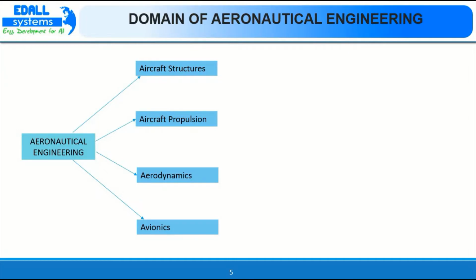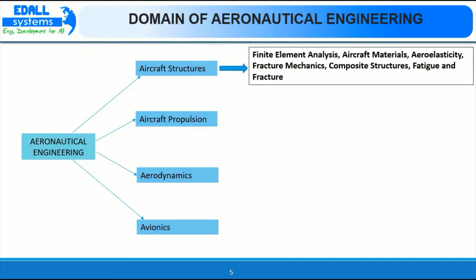Then we have aircraft propulsion. Propulsion means the thrust which is created to move the aircraft forward. This thrust is generated by the engine, so propulsion mainly deals with the engine part. Then we have aerodynamics. Aerodynamics is the study of air moving around a body. So how lift is generated, how an airplane can fly, take off and land and perform various operations in midair. These all come under aerodynamics. And then it is the avionics part. Avionics is mainly the controls which the pilot uses to move the aircraft or to carry out all these operations.